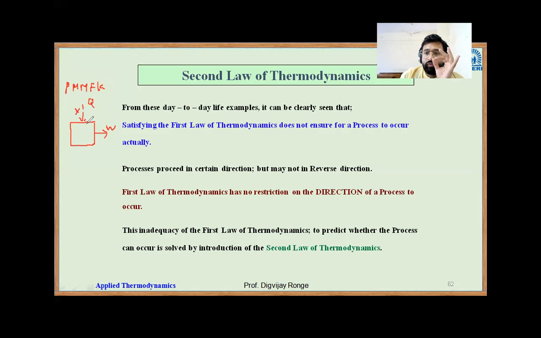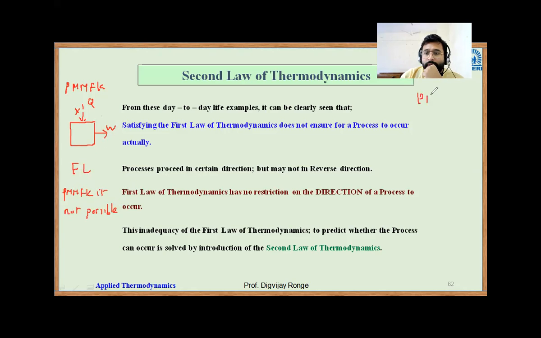So perpetual motion machine of the first kind is a machine which will continuously do work without any heat input. The first law says that perpetual motion machine is not possible because there is no conservation of energy. Okay? So what does the first law say?